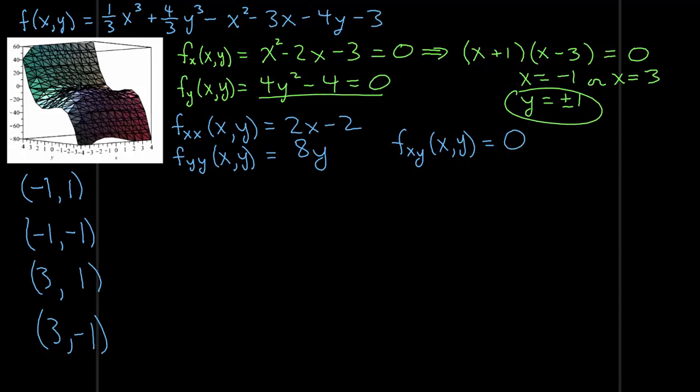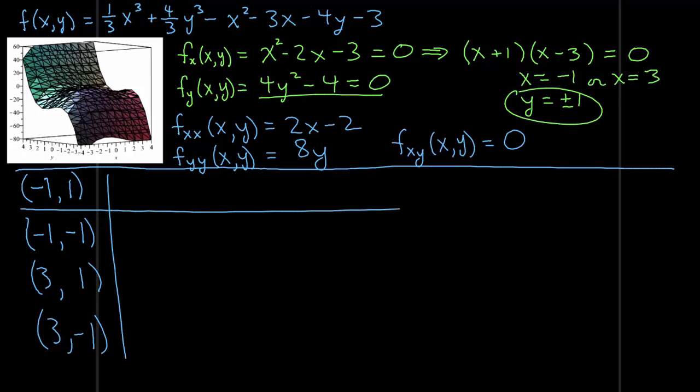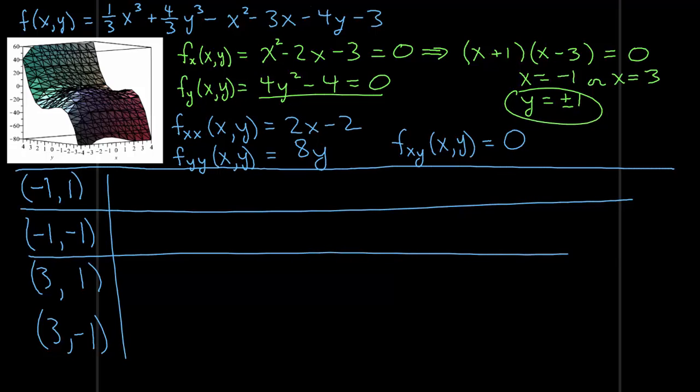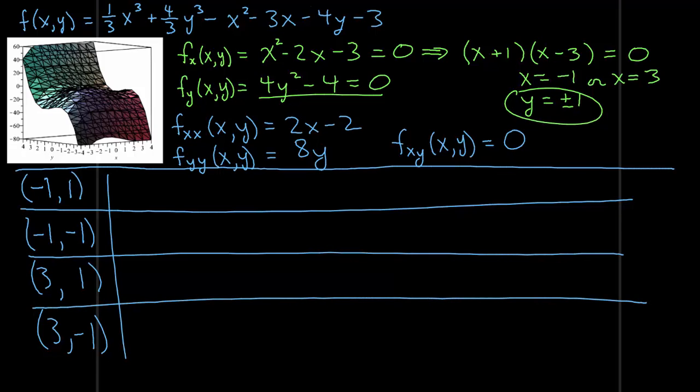Okay? So now what I want to do is go ahead and see if I can use my formula here. So here's what I'm going to do. I'm going to plug these values into my second derivatives. So let's see what we get here. Now, fxx, so this is going to be 2 times negative 1 minus 2. And of course, minus 0, but there's no point in doing that. Now, this is going to be negative 4. Negative 4 is less than 0. So that tells us that we have a saddle.